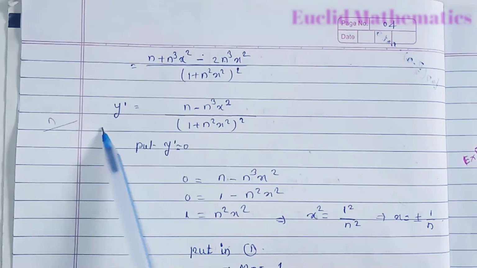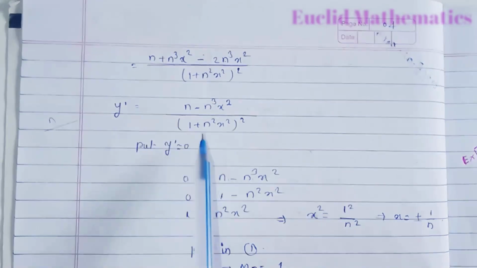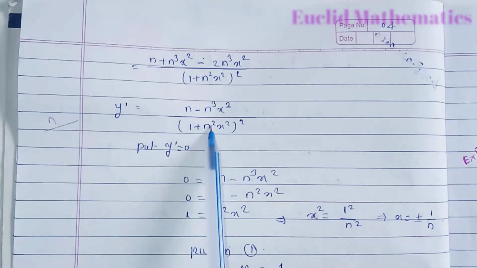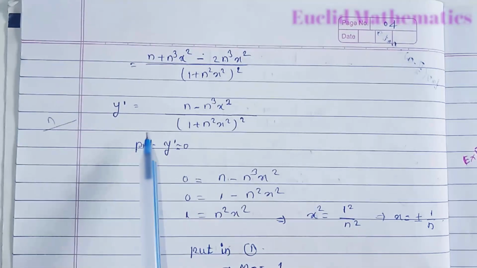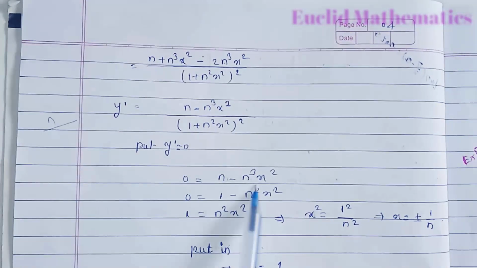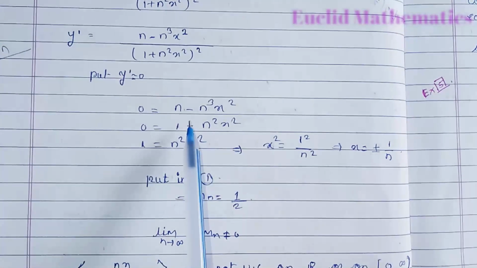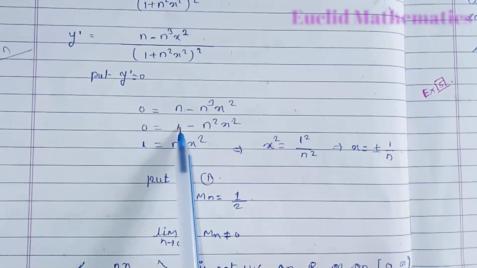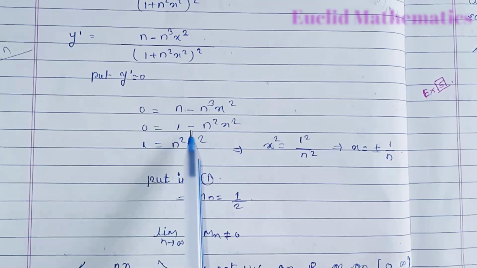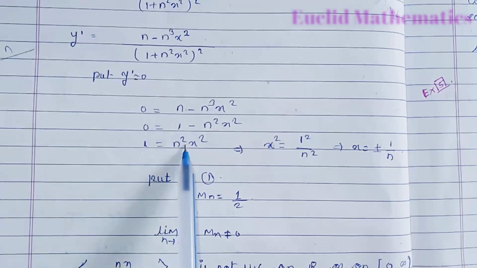Why are we substituting y dash as 0? A similar case applies in a quadratic equation: for finding the value of the variable we always set the quadratic equation equal to 0. So a similar case we apply here. Put y dash 0, that means the numerator becomes 0; the denominator goes to the other side and it goes to 0. So I write here n minus n cube x square equals 0. Take n common, take it to the other side, it also goes to 0. The left term is 1 minus n square x square, so taking it to the other side we get 1 equal to n square x square.